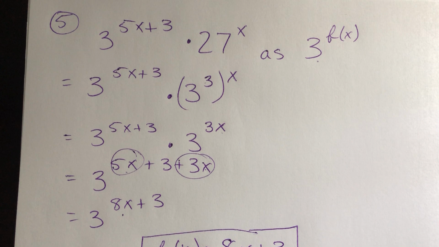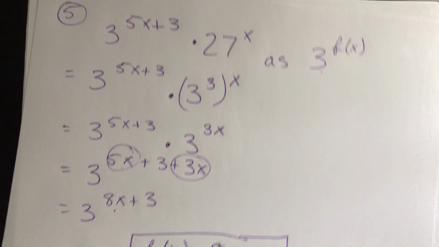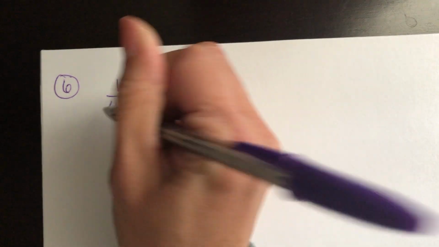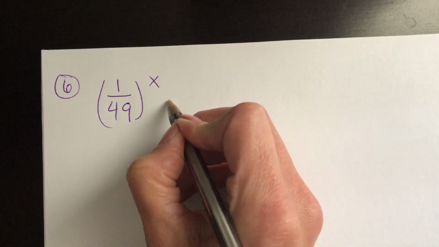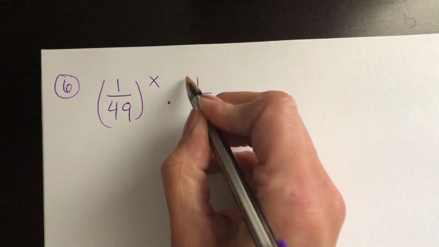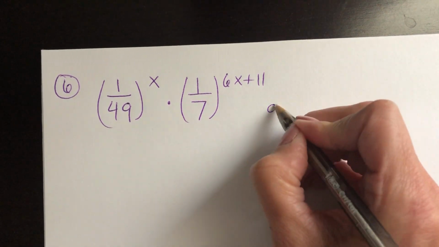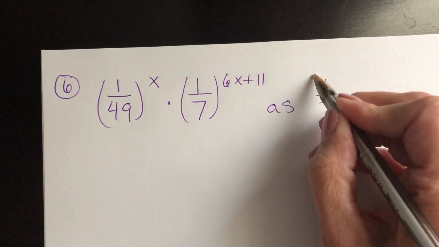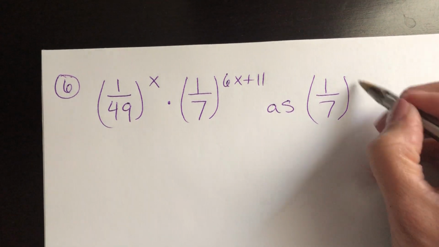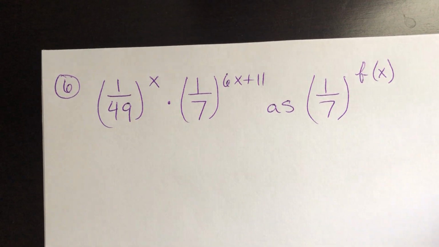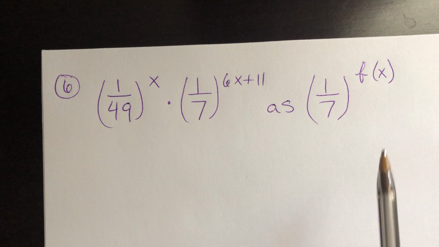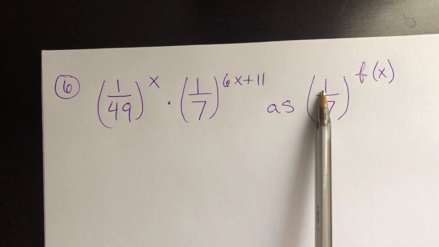All right, let's try one more like this with that f of x there. Example number 6. Write this down, try it on your own, pause the video, try it on your own. Okay, so this time your base is a fraction, but don't let that scare you. You're still gonna do the same process, even if it's a fraction. So we're looking for our base to be 1/7.